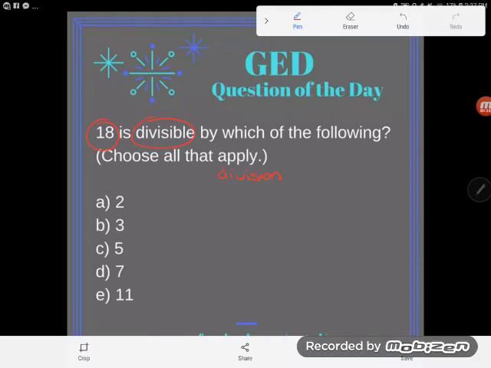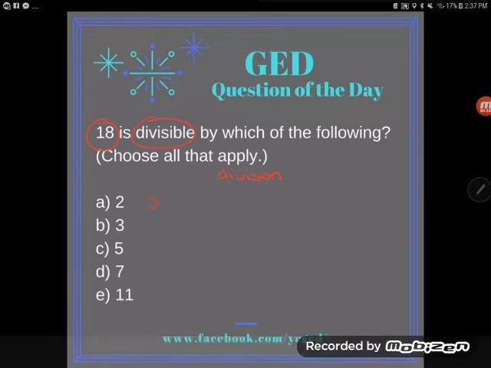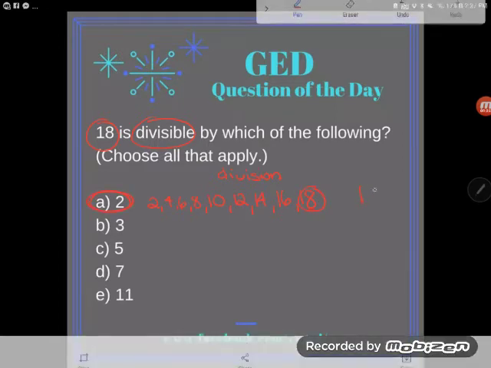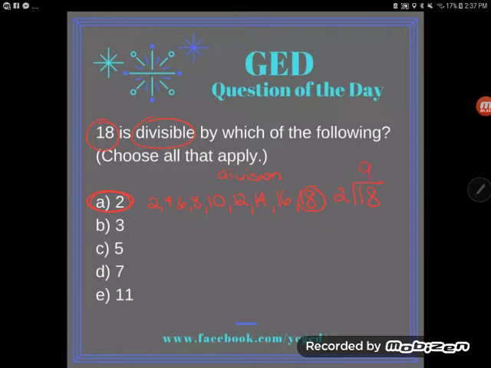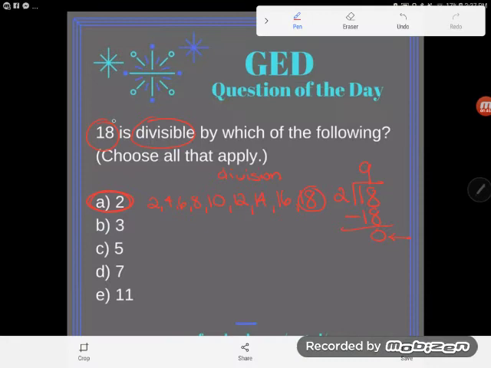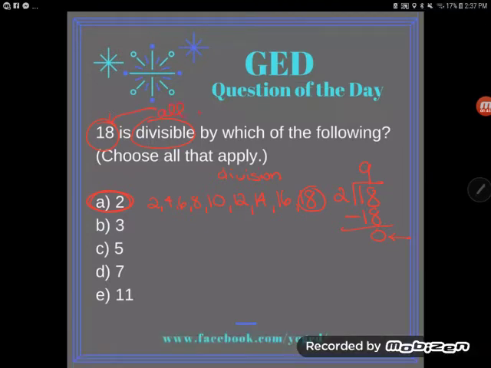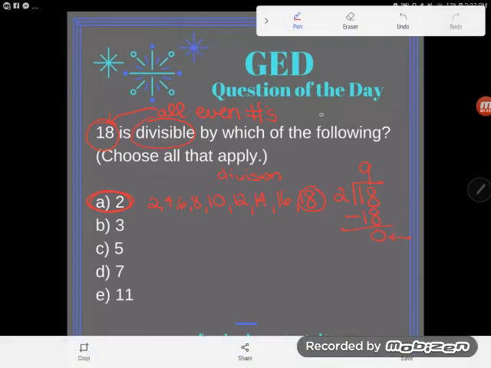I think that's the way I'll do it since 18 is so small. So I know that if I were to count by twos, 2, 4, 6, 8, I would definitely reach 18. The reason why I know is because I know my divisibility tricks. 18 is an even number, so it's definitely divisible by 2. So whether you counted by twos, you divided 18 by 2 and saw that there was no remainder, or you knew your divisibility trick, which is all even numbers are divisible by 2, you would know that 2 is a factor of 18. Therefore, 18 is divisible by 2.